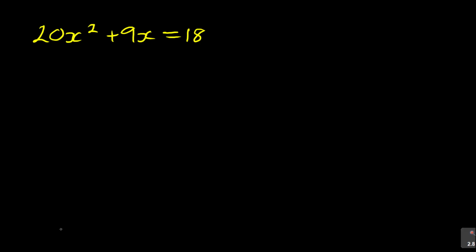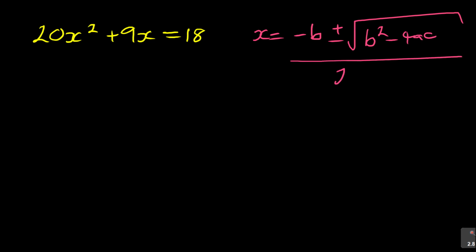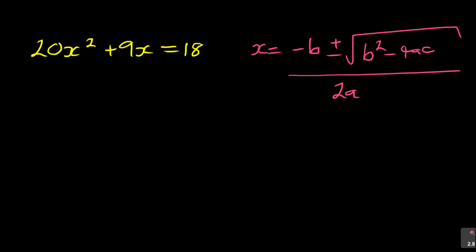So look at this. What does the formula say? It says x is equal to minus b plus or minus the square root of b squared minus 4ac, all over 2a. Very important formula when you're solving this. But now, this is not standardized. There is a standard form of this. What is the standard form? It says ax squared plus bx plus c is equal to 0.